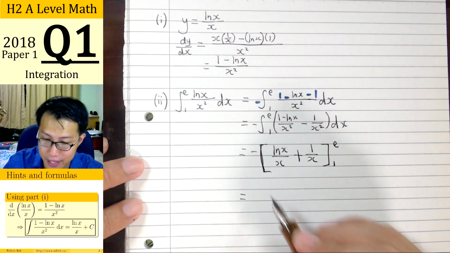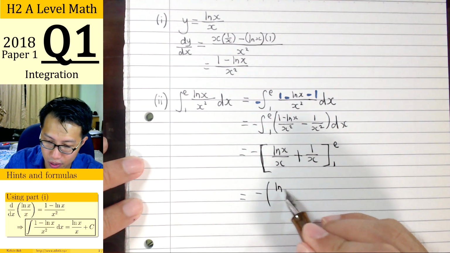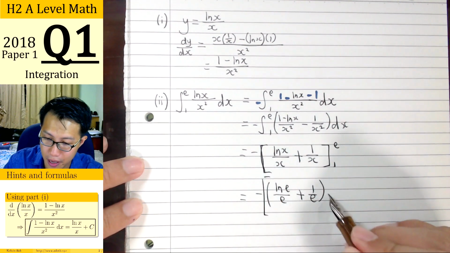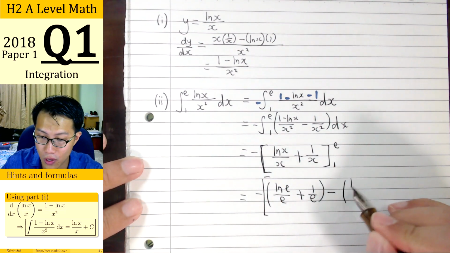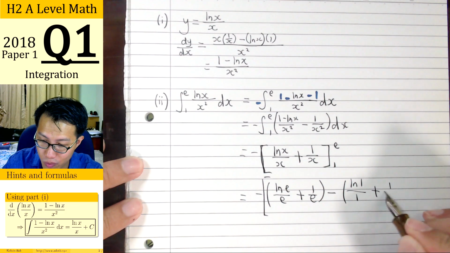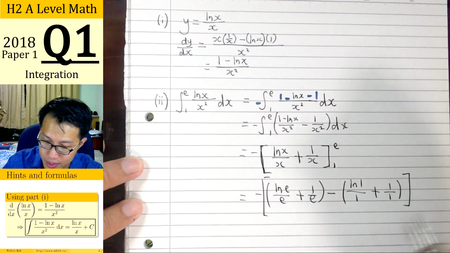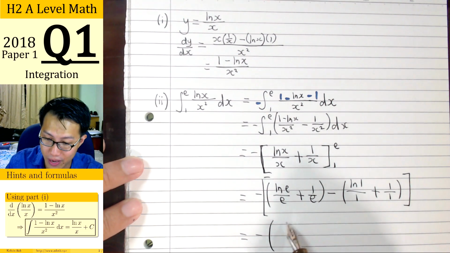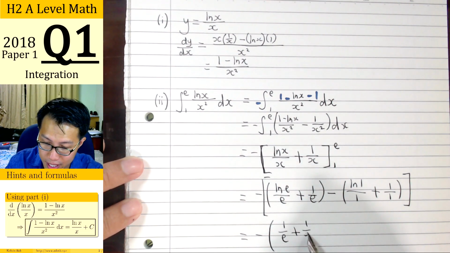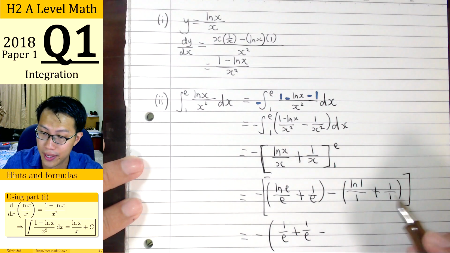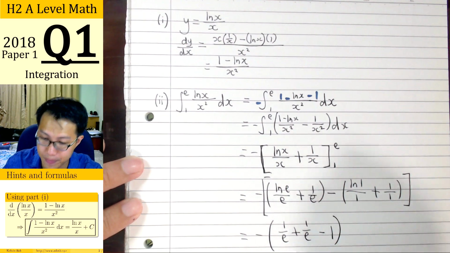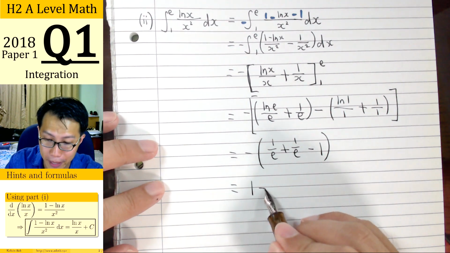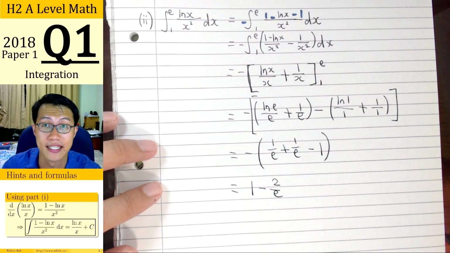Now we sub in the limits. ln e over e plus 1 over e, minus, now we sub in 1, ln 1 over 1 plus 1 over 1. Okay, so ln e is 1, so we have 1 over e plus 1 over e, minus, ln 1 is 0, and 1 over 1, so minus 1. Simplifying this expression gives us the final answer of 1 minus 2 over e. And this is our final answer.